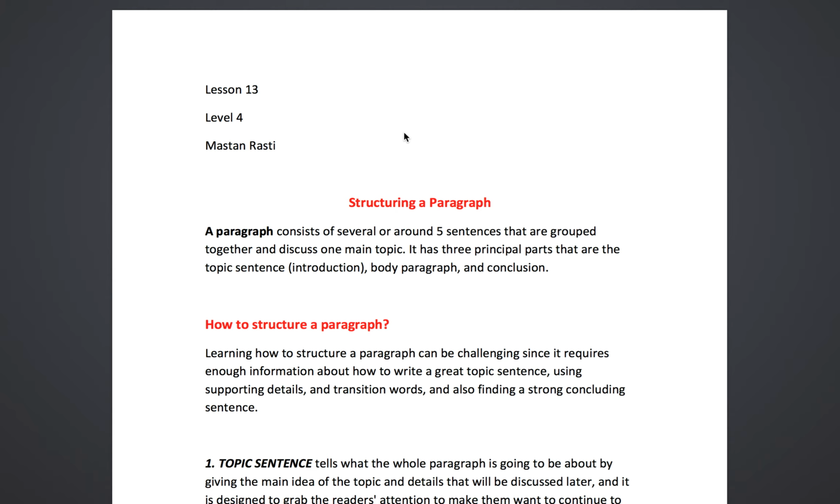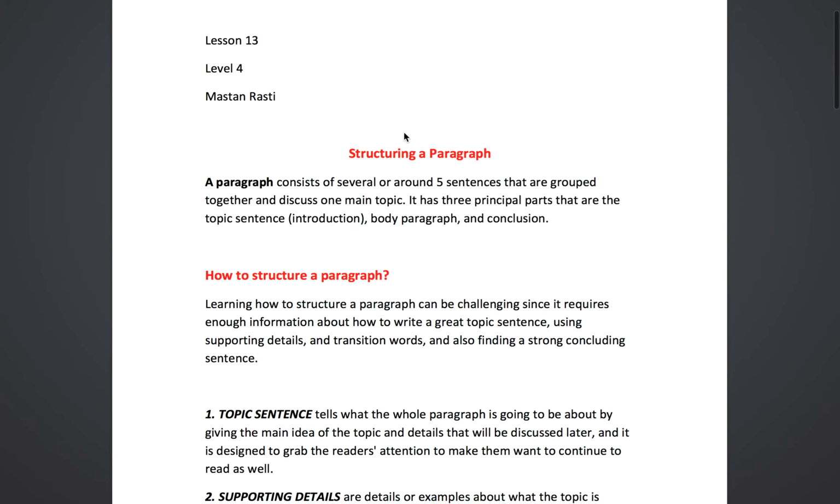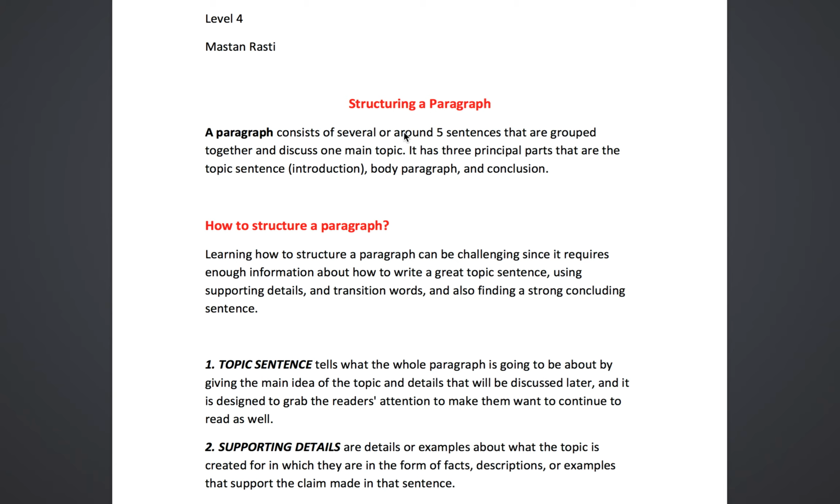In order to be able to write a good paragraph, you have to know about the grammar tenses and the structures and how to use transitions. So before listening to this course, or in order to get better information from me, you can review the other lessons that we have covered before. So here is structuring a paragraph.